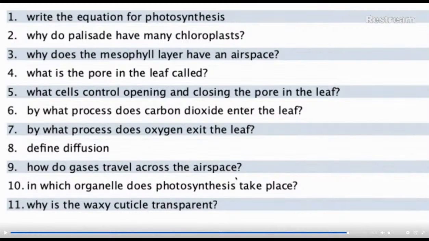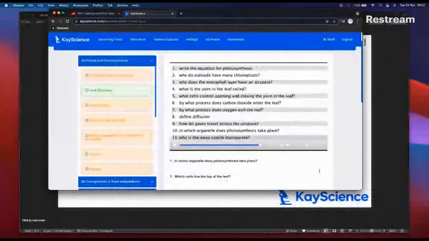How do gases travel across the airspace? By diffusion. In which organelle does photosynthesis take place? That's going to be the chloroplasts. And why is the waxy cuticle transparent? That is to allow light to be transmitted through it. Okay, so that there was the structure of the leaf.